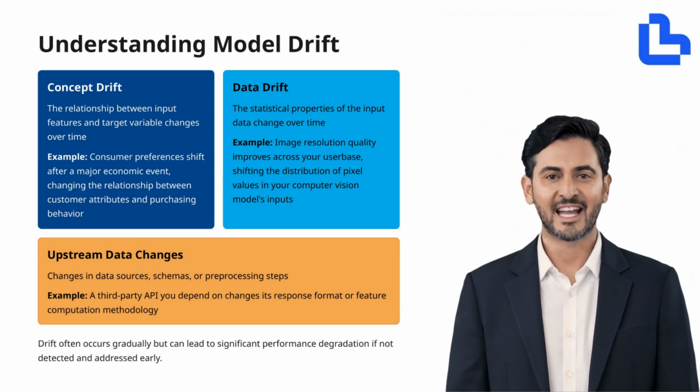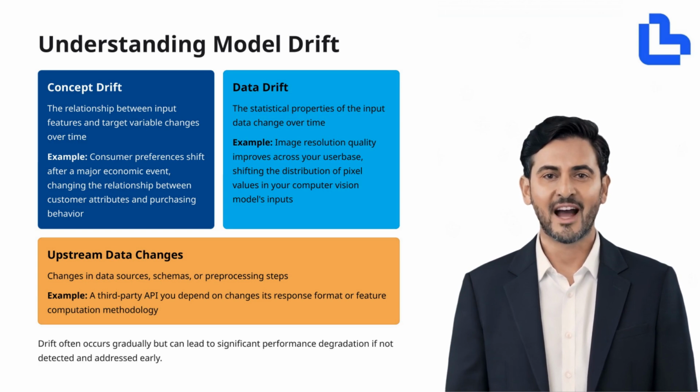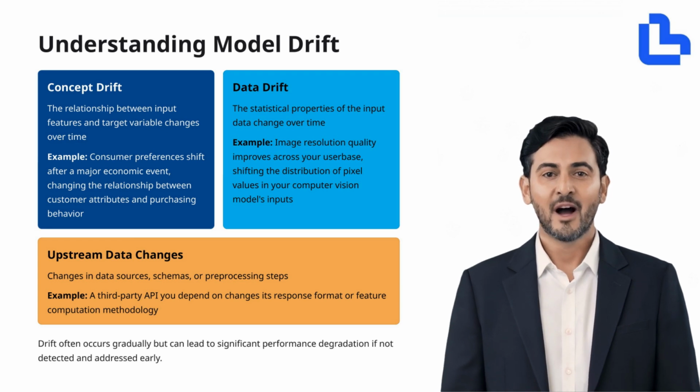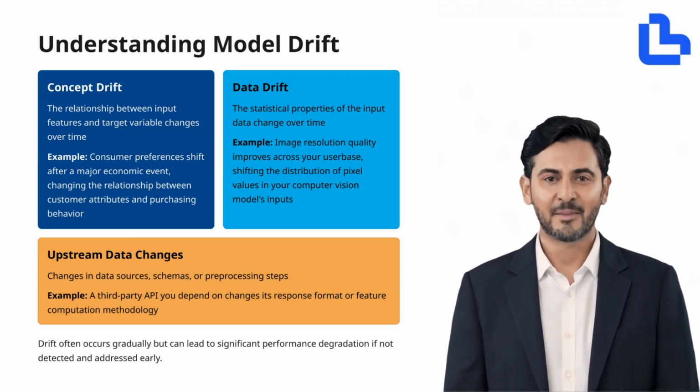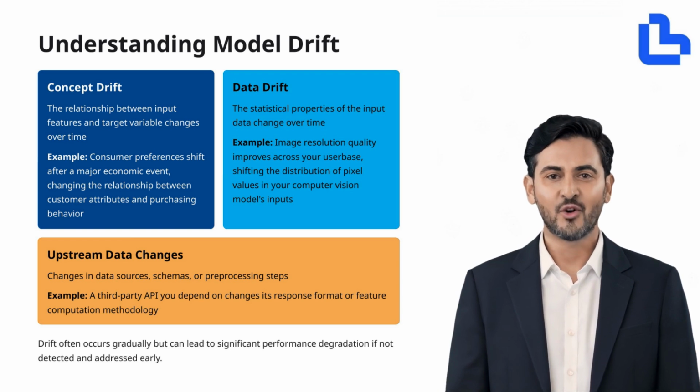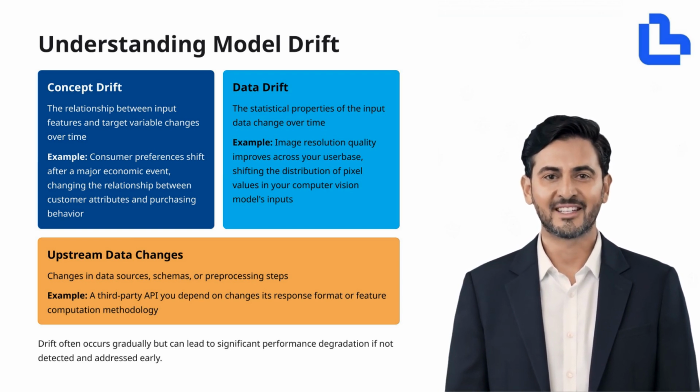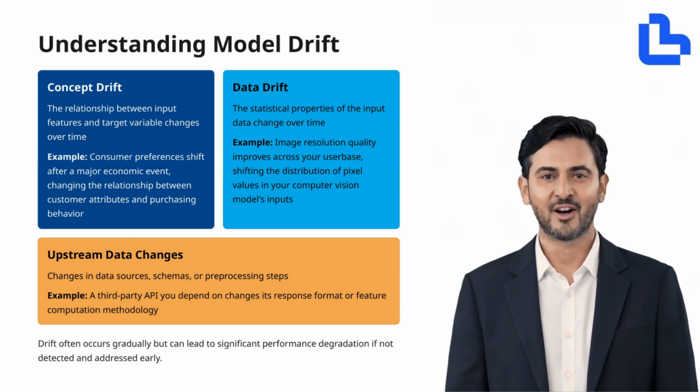These are changes in data sources, schemas, or pre-processing steps that feed into your model. For instance, if a third-party API changes its response format or alters how it calculates a feature, your model might receive data it wasn't trained to handle, leading to unexpected behavior. Drift often happens gradually, making it easy to overlook until performance drops significantly. That's why early detection and proactive monitoring are critical.